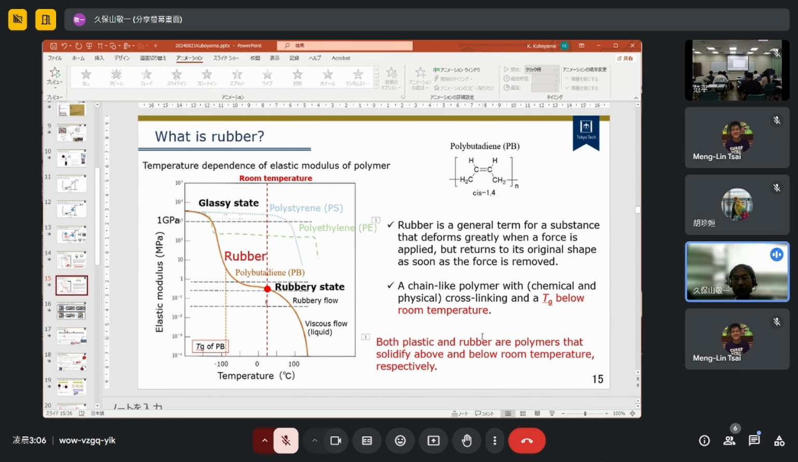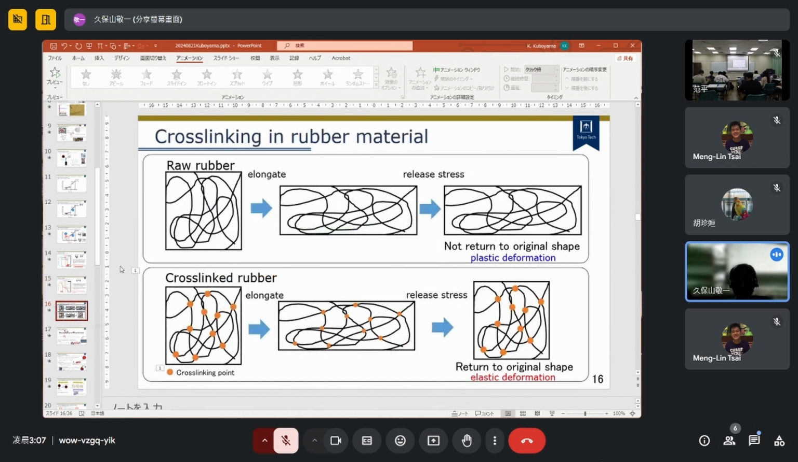So if the sample is in a solid state at room temperature, that is plastic. But the rubbery state, that is rubber. That is the difference between plastics and rubber. And maybe Professor Nakajima may explain this one, but I'll also explain this one.